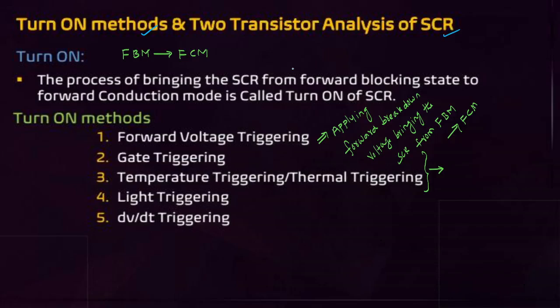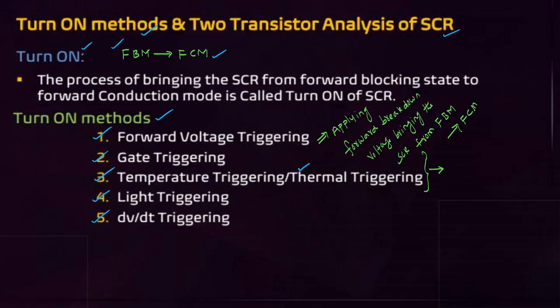Students, we know that the process of bringing the SCR from forward blocking mode to forward conduction mode is called turn-on of SCR. To bring the SCR from forward blocking mode to forward conduction mode, there are many methods. Those methods are called turn-on methods of SCR. One is forward voltage triggering, gate triggering, temperature triggering, also called thermal triggering, and light triggering.